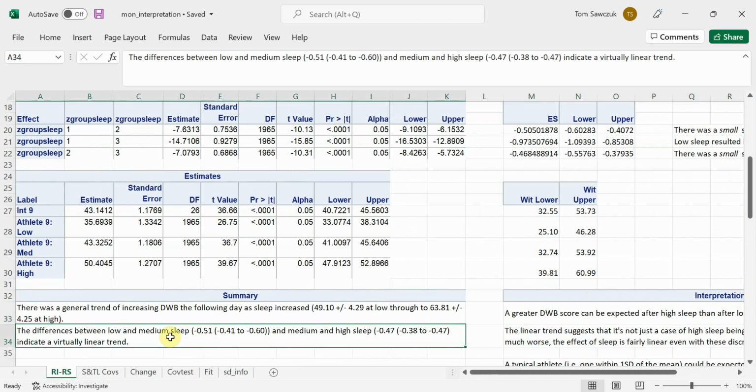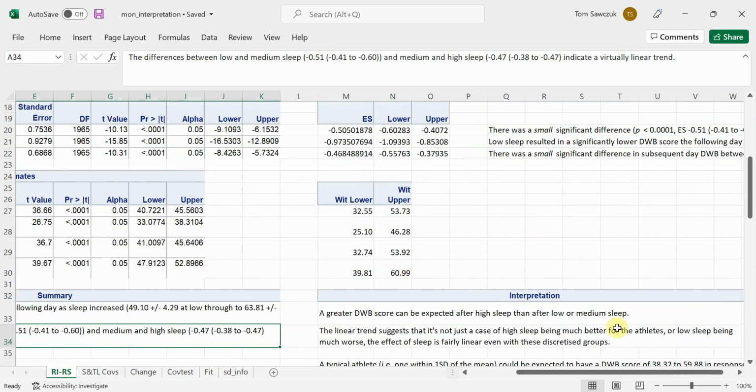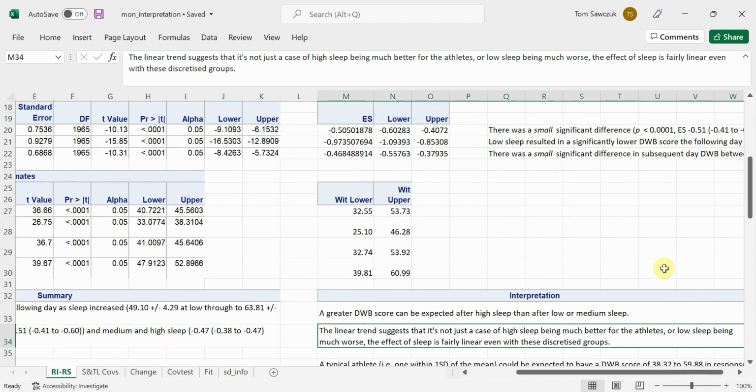But if we also look at the differences between low and medium sleep and medium and high sleep, we can see that the effect sizes are very similar, minus 0.51 and minus 0.47. So it seems like it's basically a linear trend where the more sleep you get, the better you feel the next day. And it's not just a case of low sleep being really bad for you or high sleep being really good for you. And that gives us a nice rationale for going on to using the covariates that we've used in the next model.